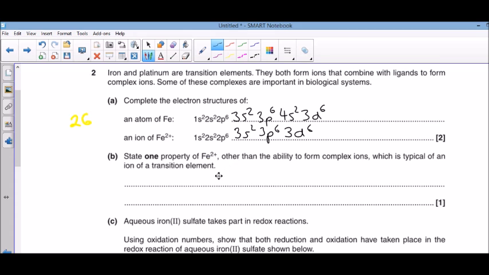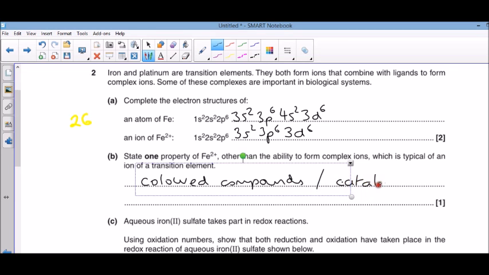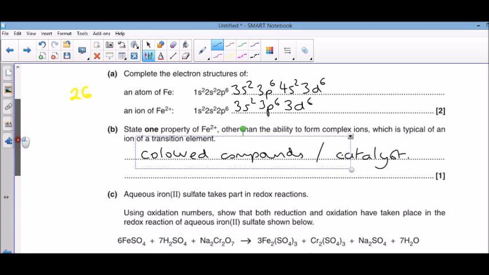Property of Fe2+, other than its ability to make complexes, you need to say either coloured compounds or forms coloured compounds, or you can say it acts as a catalyst. Lots of people on this try and give general properties of metals such as malleable or conducts electricity. You can't get away with them because this is specific to transition elements.